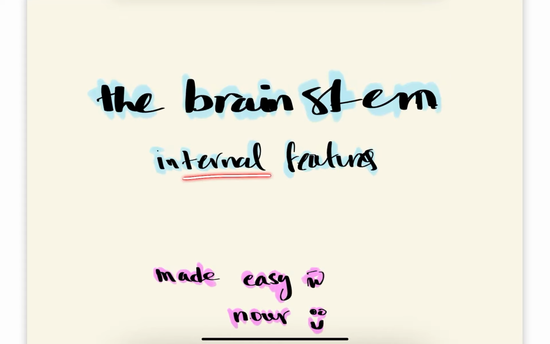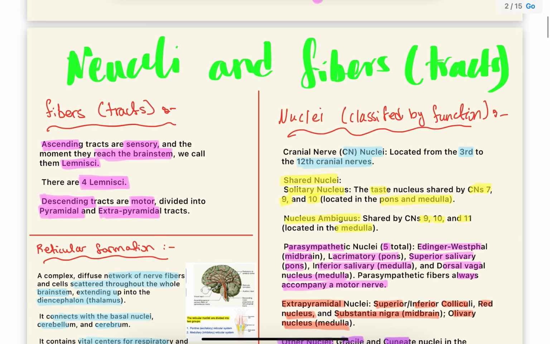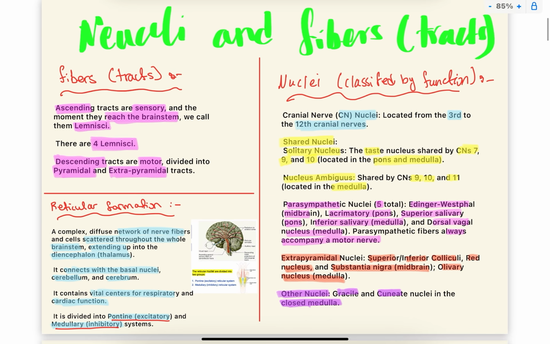I'll be explaining the internal features of the brainstem, and I'll try my best to make it as easy as possible. Let's get started. Let's start first with talking about the nuclei and the fibers, also called tracts.